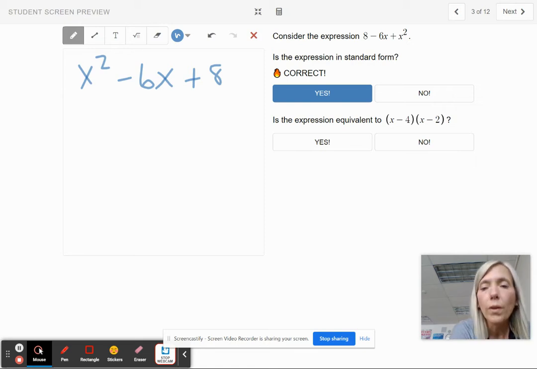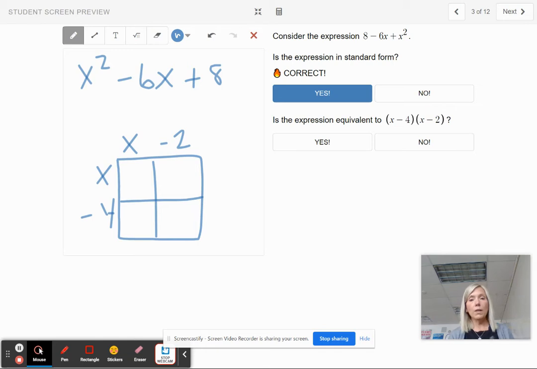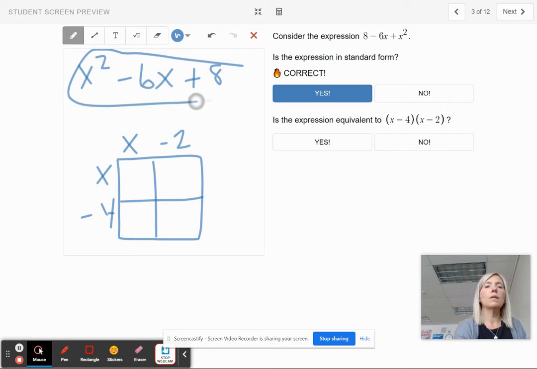And then is it equivalent to x minus 4 times x minus 2? Again, you're going to figure out whether it's equivalent by multiplying out x minus 4 times x minus 2. And once you multiply it out and put together the like terms, if it gets the x squared minus 6x plus 8, then you're going to say, yes, they're equivalent. Or if it gets something different, then you're going to say no. Okay, so you can finish that up.